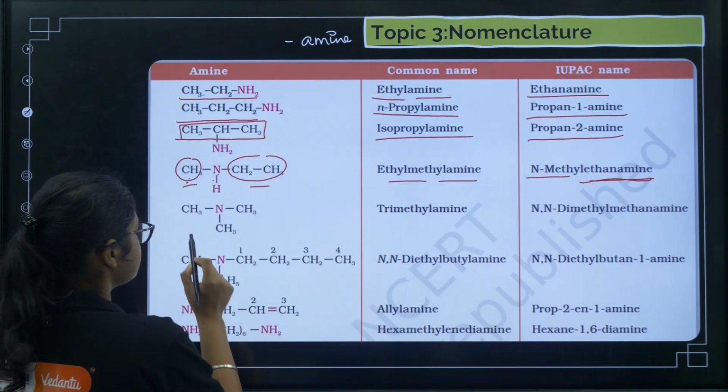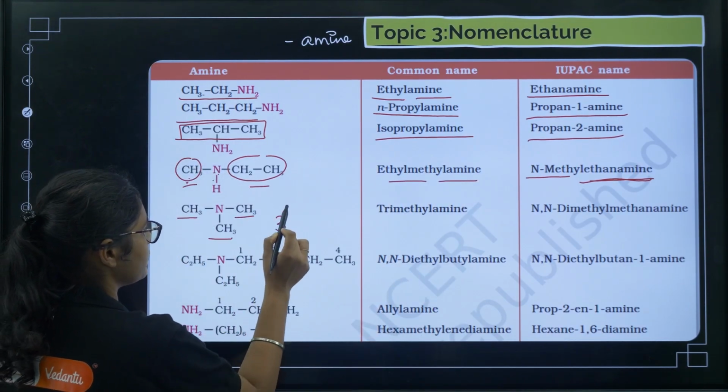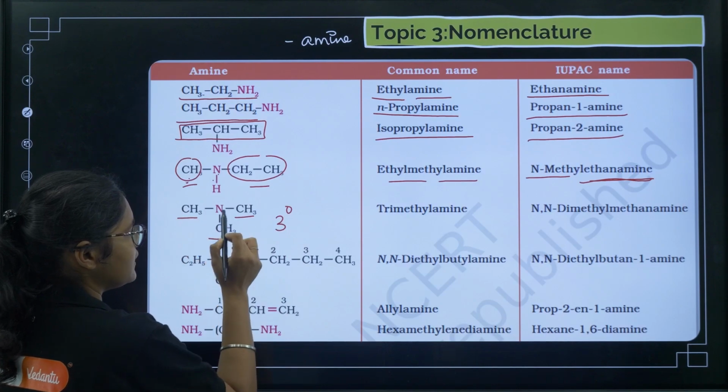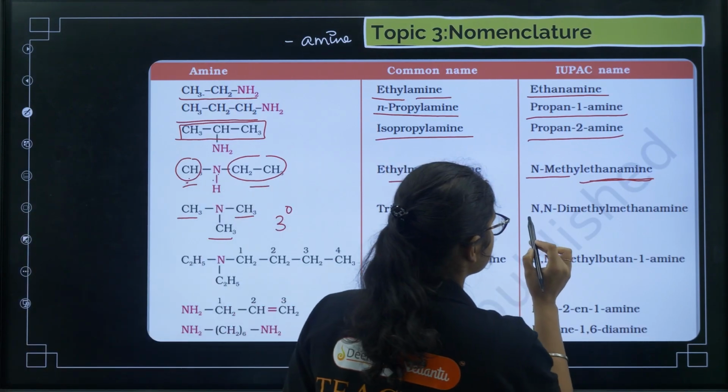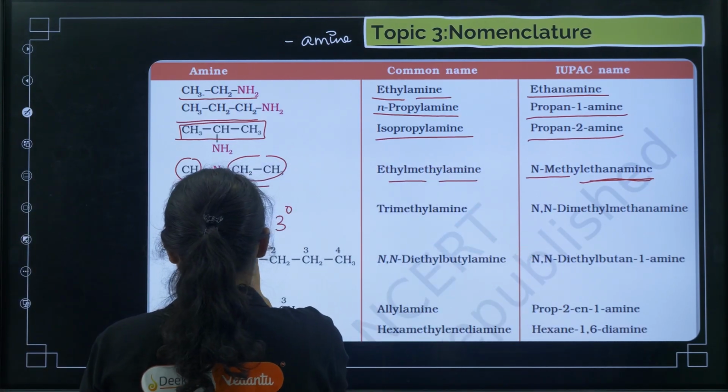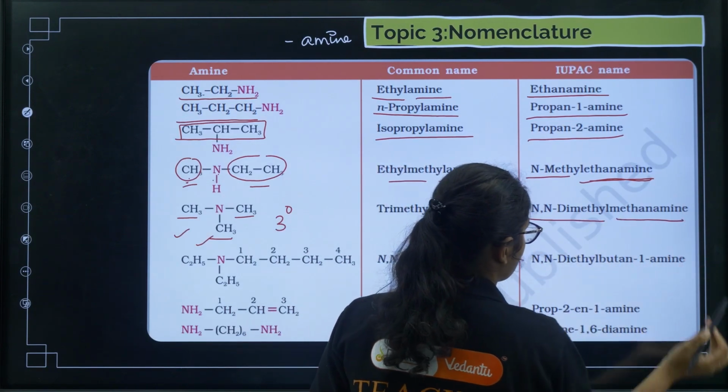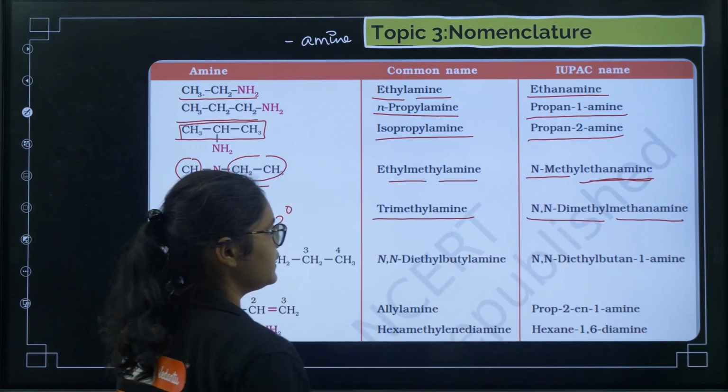Okay, next if you see here, this one is a tertiary amine, right? So here we have N,N,N-trimethylamine, right? So you have N,N-dimethyl methanamine, and here you can say trimethylamine.